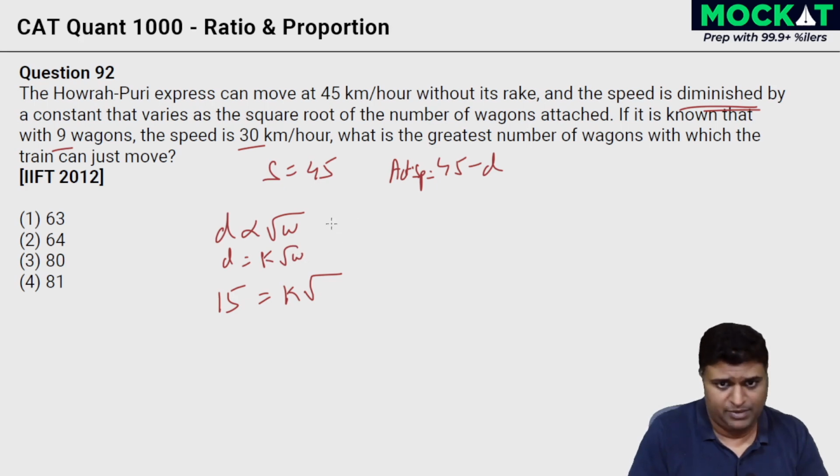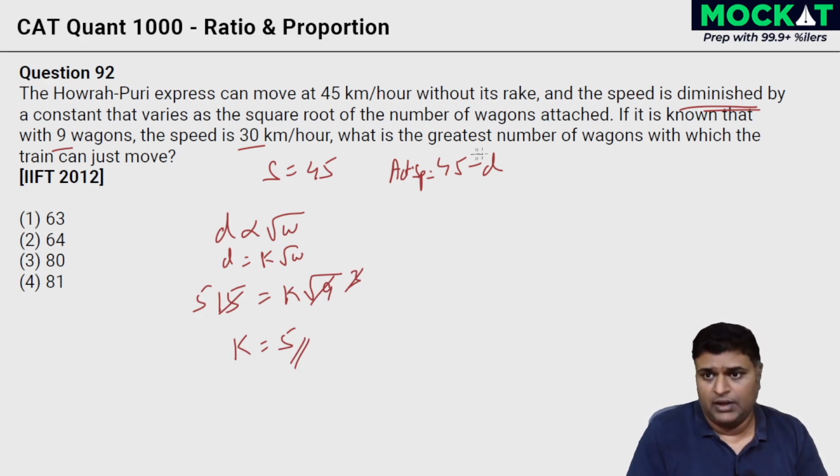We've seen that in the proportion variation lesson. So 15 equals K into root of wagons, and the number of wagons is 9 over here. So I'll write that clearly. And what is root 9? Root 9 is 3. And 15 divided by 3 gives you 5, so K equals 5. The constant is 5.